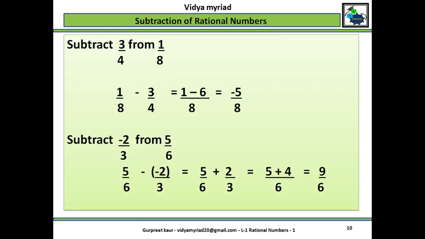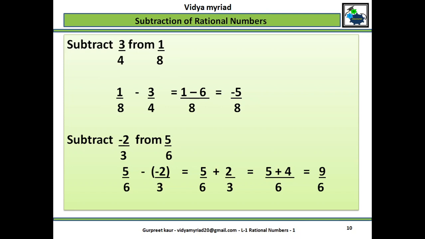Another similar example over here, minus 2 upon 3 from 5 upon 6. Now from 5 upon 6 means first I will write 5 upon 6, then the subtract sign, and inside bracket minus 2 upon 3. Now minus will become plus: 5 upon 6 plus 2 upon 3. Again I am reminding you, please watch the video of integers to understand the rules of the sign. It will be more clear. Now when I solve it, I take the LCM, my answer comes to 9 upon 6.